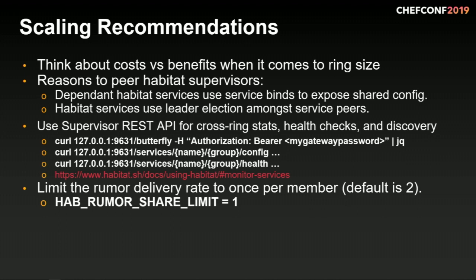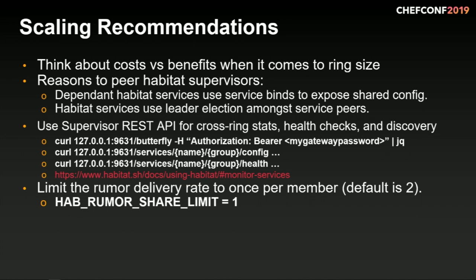Let's say in your three-tier architecture, you have a web layer and then a back end. You'll have binds between those where, let's say, the database port were to change, you need to retrigger every service that points to the connection string for that database. Those are good reasons to peer your supervisors.